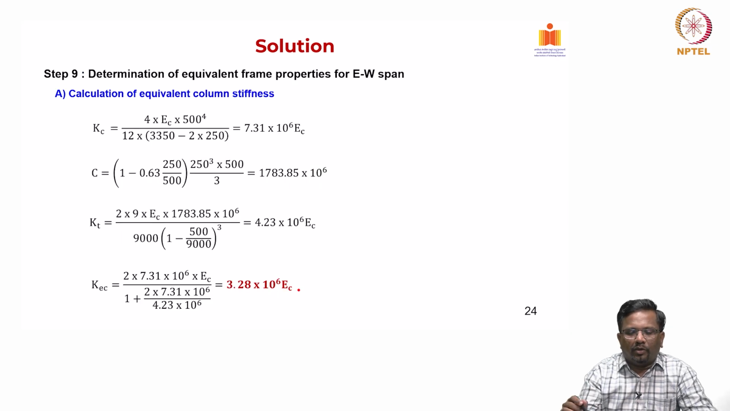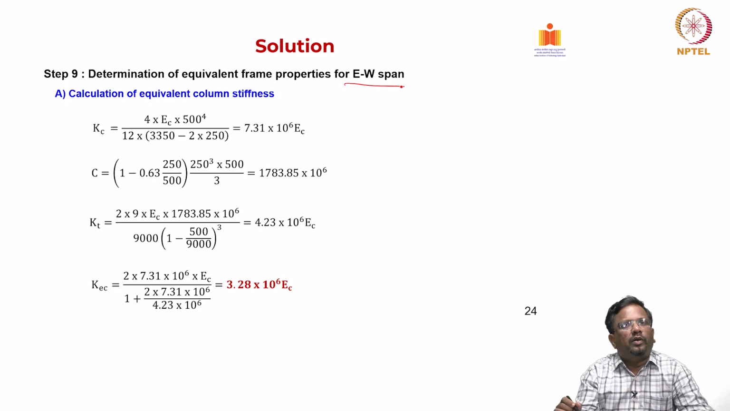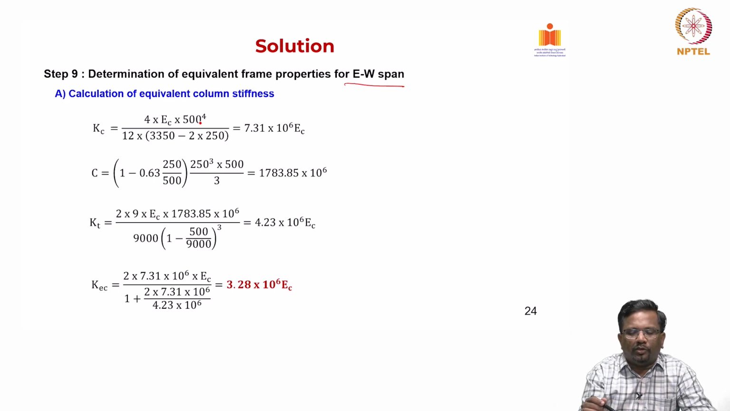Again, we do the same thing for the east-west span now. Kc is the column stiffness again, 4EI, where I is going to be 500 to the power of 4 divided by 12, and your story height is 3350 again, minus 2 into the thickness of the slab, which is basically 2 into 250.